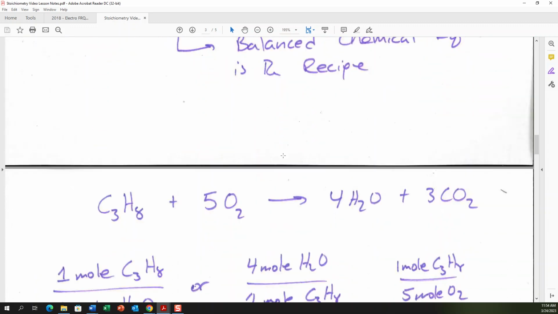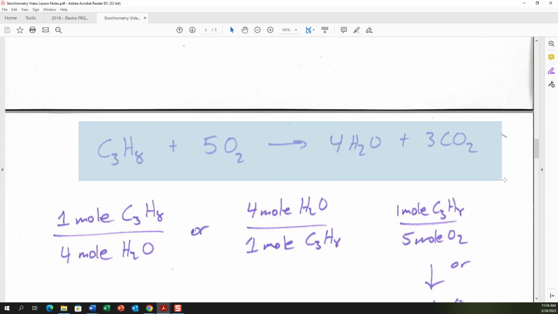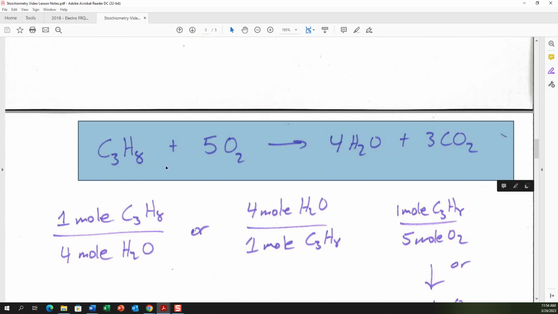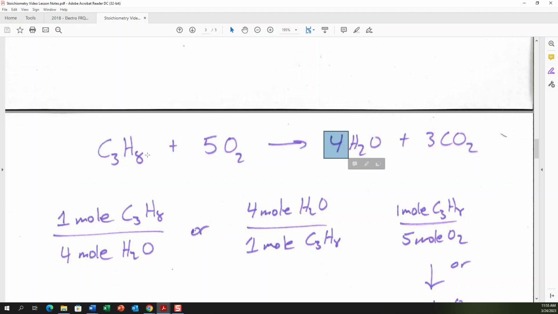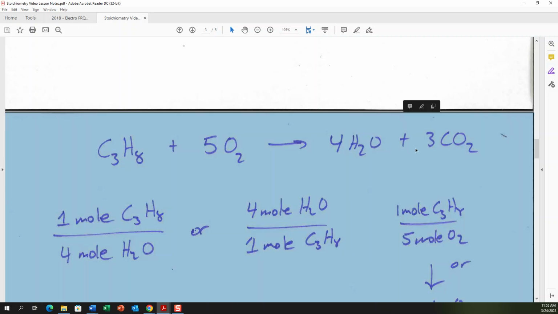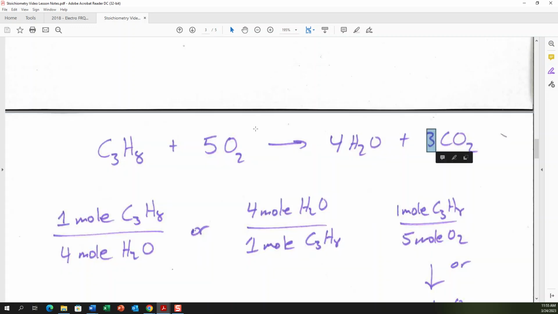All right, so here is a balanced chemical equation, the combustion of propane. There are a lot of different ratios we can get, but this is how we're supposed to read the recipe. For every 1 mole of propane burned, I'm going to get 4 moles of water. For every 5 moles of oxygen that undergo this reaction, you get 3 moles of CO2. You can compare anything in the reaction. You could say if 3 moles of CO2 are produced, then that means 4 moles of water were also produced.